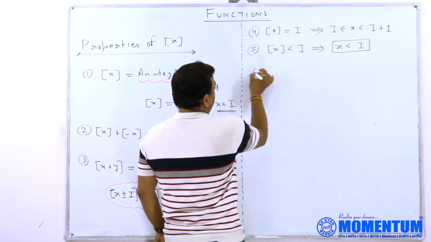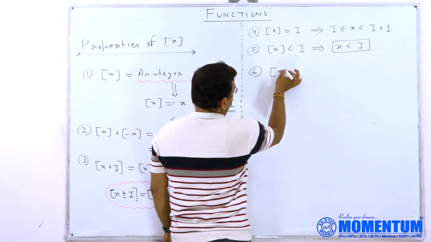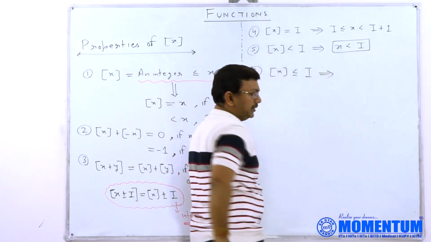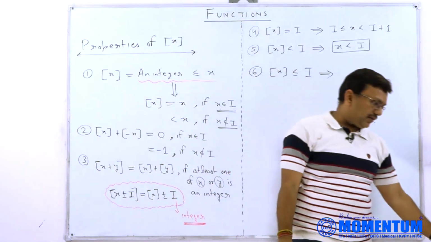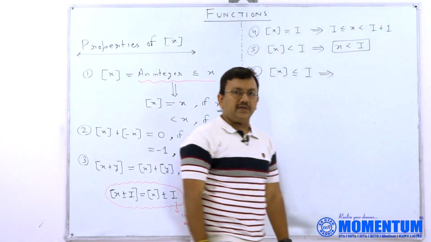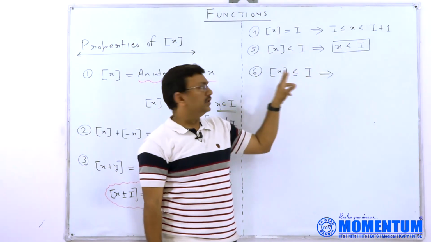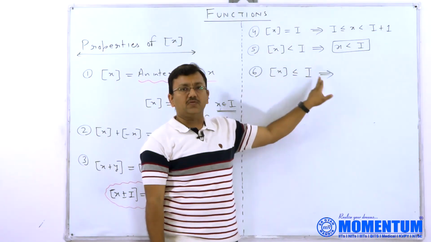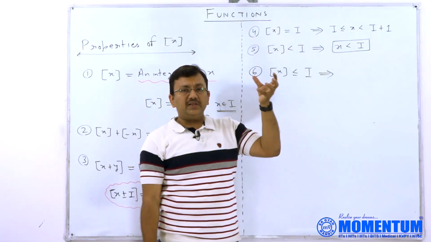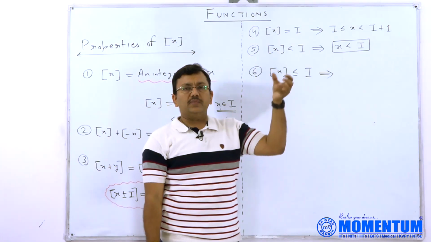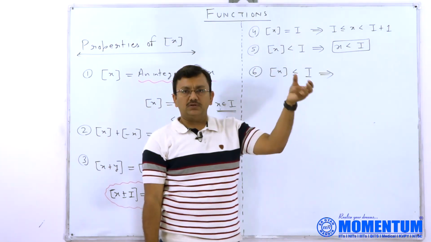Similarly, we can write other results. Square bracket x less than or equal to I. Once again, you can assume some integer in place of I. Let's say 2. So square bracket x less than or equal to 2. So what will be the values of the square bracket? Square bracket equal to 2, square bracket equal to 1, square bracket equal to 0.